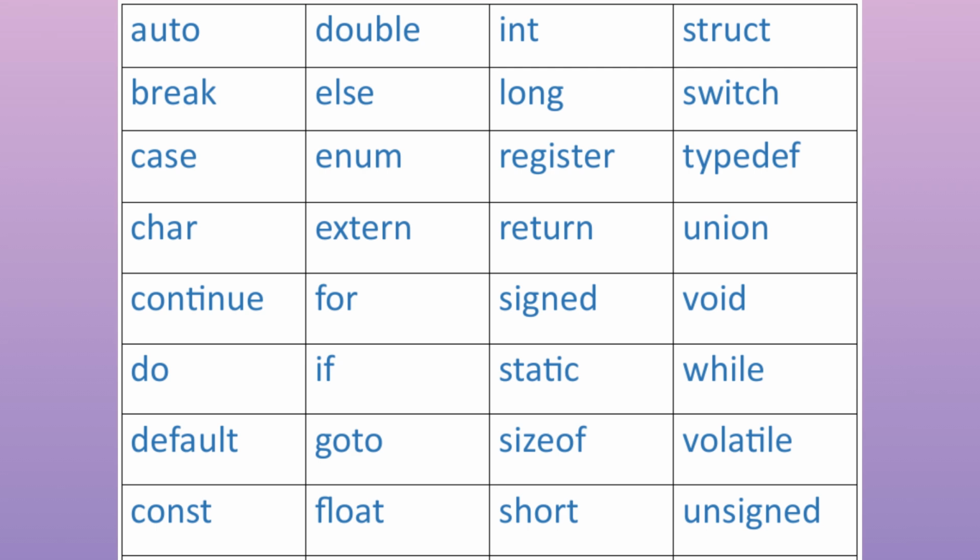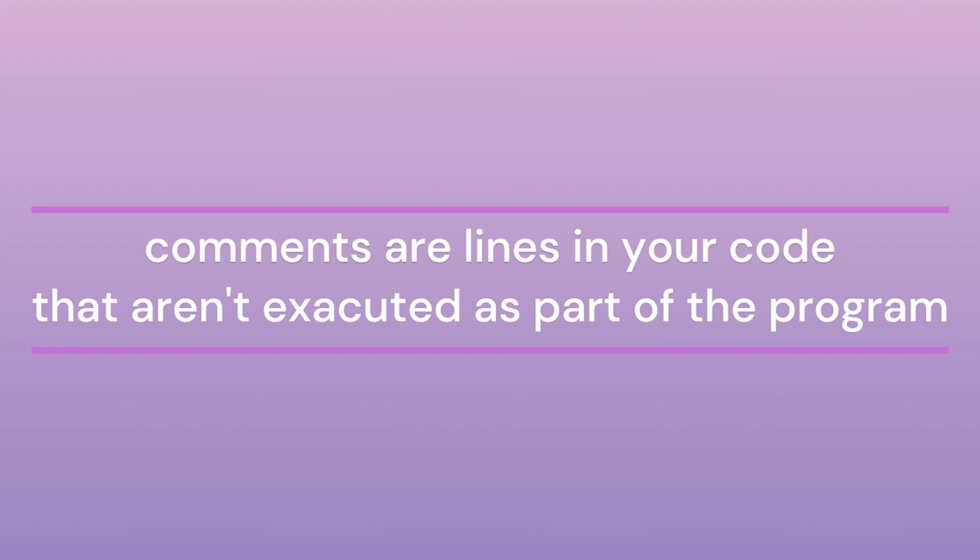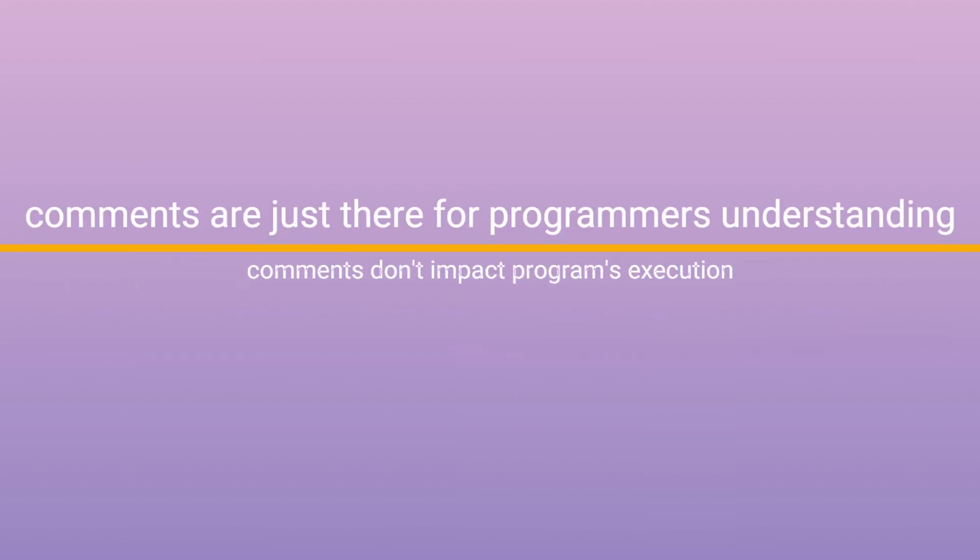Now, let's move on to comments. Comments are lines in your code that aren't executed as part of the program. They are used to explain why a certain line or group of lines was written. Comments don't impact your program's execution, they are just there for the programmer's understanding. The importance of comments becomes clear when you are working with large code, like those with 1,000 or 2,000 lines of code. Now let's learn how to handle input and output in C.